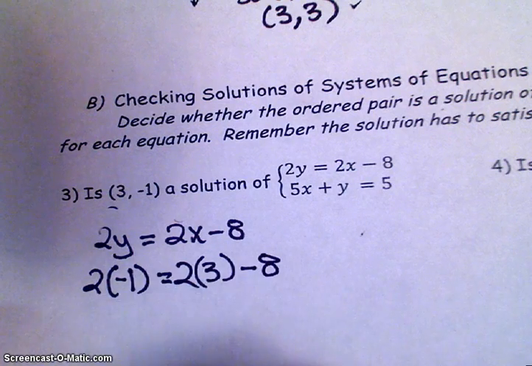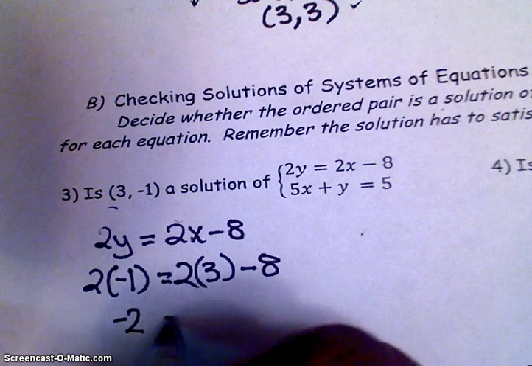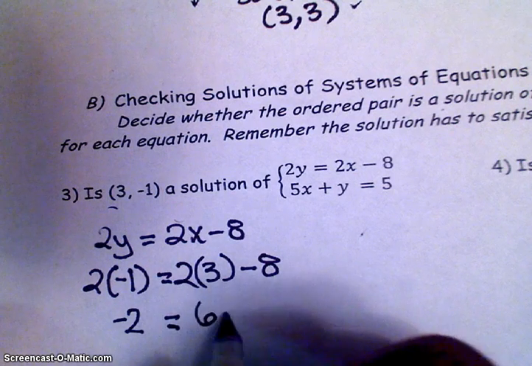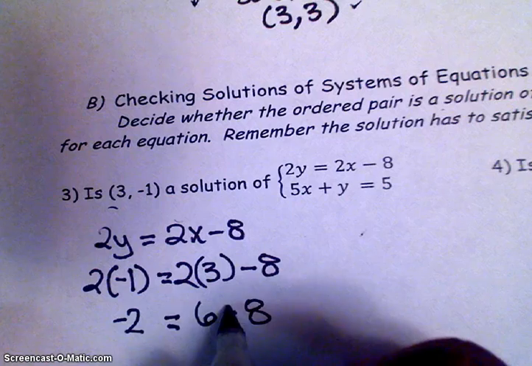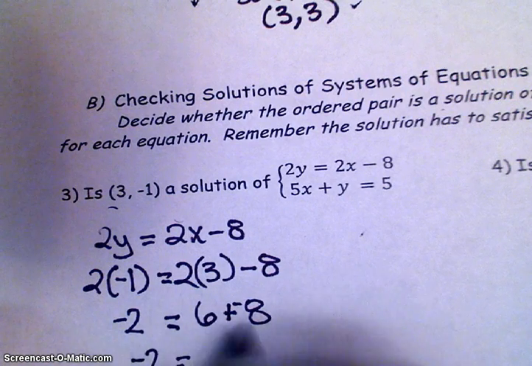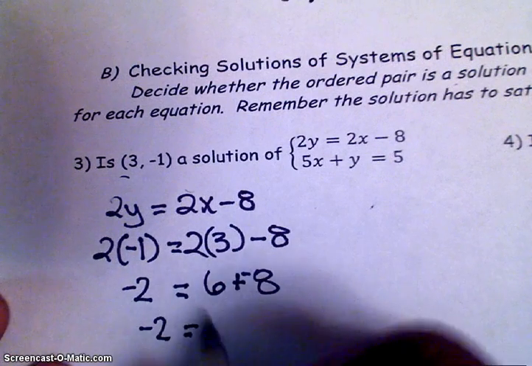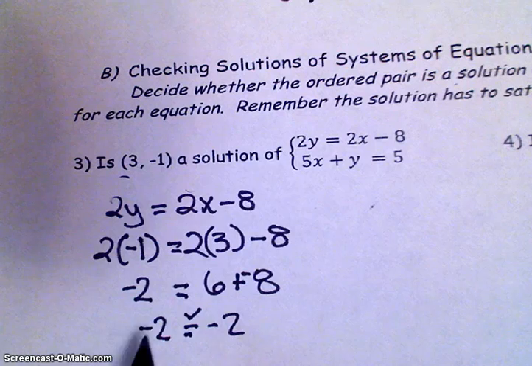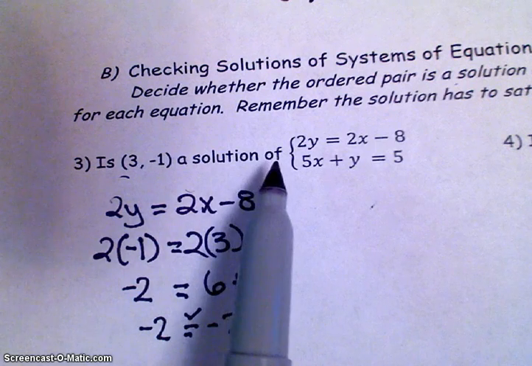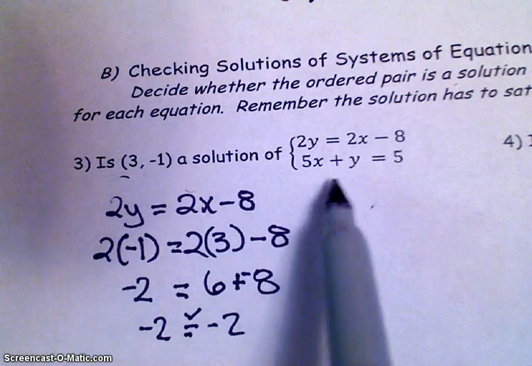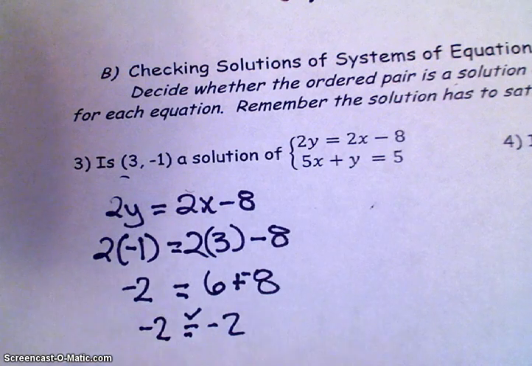Well, 2 times the negative 1 is a negative 2. 2 times 3 is 6 minus 8. I'm going to change that to add the opposite. Well, negative 2 equals 6 plus a negative 8 is negative 2. So the solution works for the first equation, but there is a system. The solution has to work for the second equation as well.